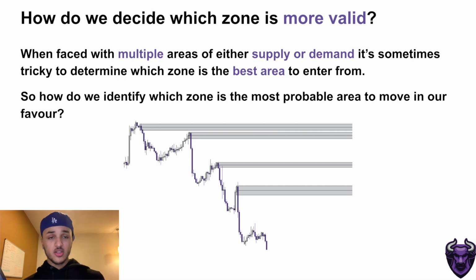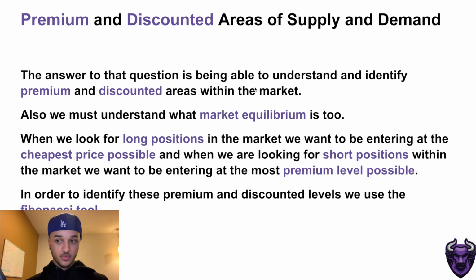If we move on, what do we do when we're faced with multiple areas of supply or demand? How do we identify which area is more valid than the other areas? What we use is a tool called the Fibonacci retracement. That's how we identify premium and discounted areas of supply or demand. We look for areas of supply or demand that are further away from market equilibrium. I'm going to be covering what market equilibrium is in a second. So like I said, premium and discounted areas of supply or demand within the market is the answer to the question of how we identify which zone is more valid.